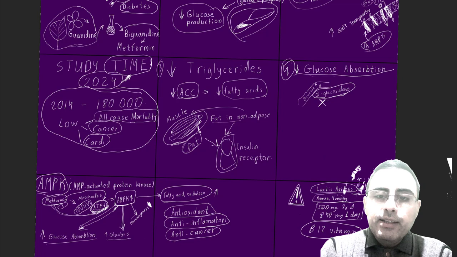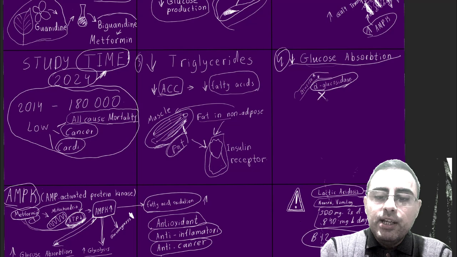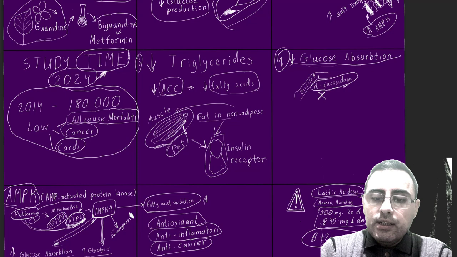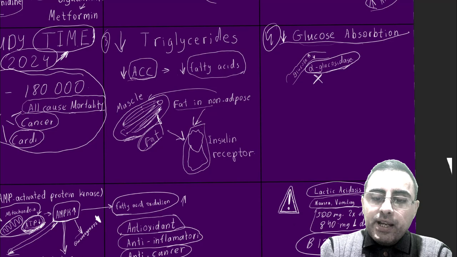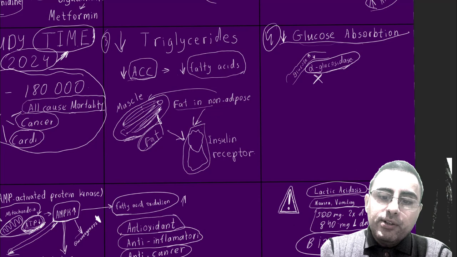The most serious adverse effect is lactic acidosis, which can sometimes be fatal, and more frequently mild side effects occur, such as nausea, vomiting, and abdominal discomfort. And if you take metformin for a prolonged period of time, you should take vitamin B12. That's all I wanted to say.